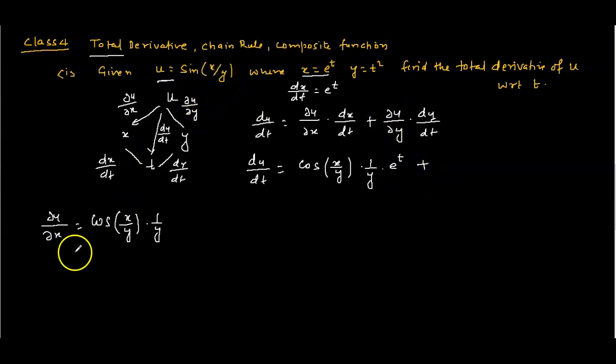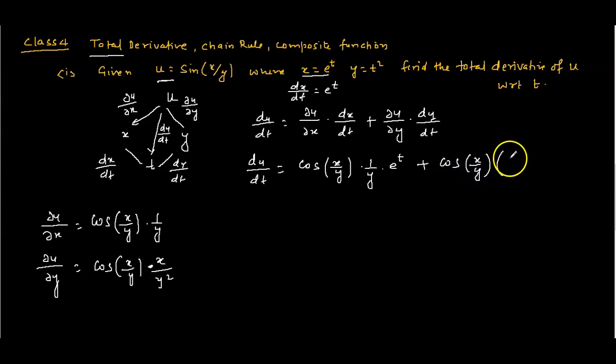This is u with respect to y. So del u by del y I can write as cos of x by y. Now x by y with respect to y: x is constant and the differentiation of 1 by y is minus 1 by y square. So cos of x by y times minus x by y square into dy by dt. This is y with respect to t, which becomes 2t. So you write 2 into t.